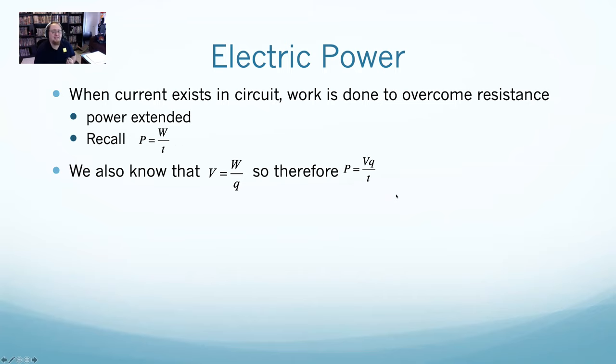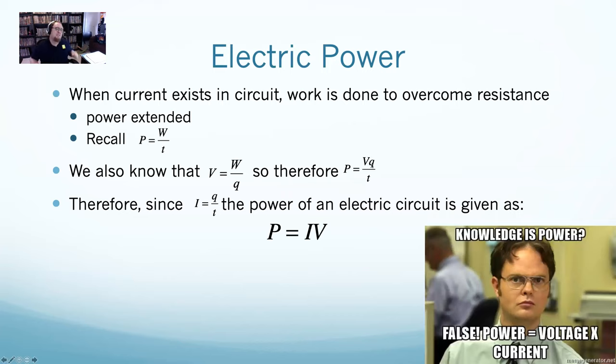If I put that together, I get that power is voltage times charge over time. But charge over time is current. And what this says is anytime you have resistance, there will be a certain amount of power dissipated. In the case of that incandescent light bulb, that power will be in heat and light. You plug in a light bulb, it glows. That's the power that is lost. And the power lost through any resistor is given as IV, the current times the voltage.